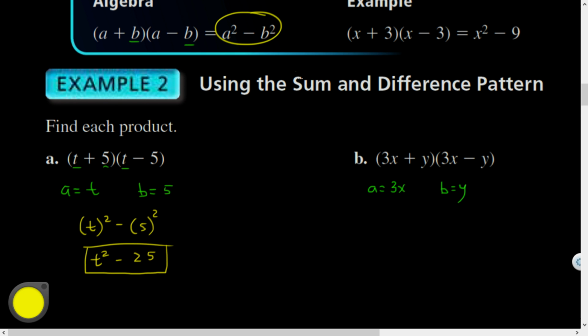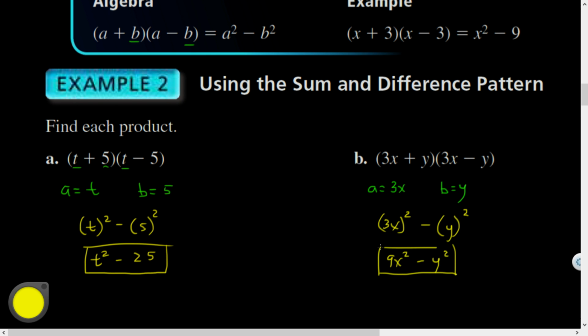The pattern is a squared minus b squared. So I'm going to have 3x instead of a, all squared, minus y squared. And 3 squared is 9. X squared is x squared. Minus y squared is y squared. And I use the pattern.